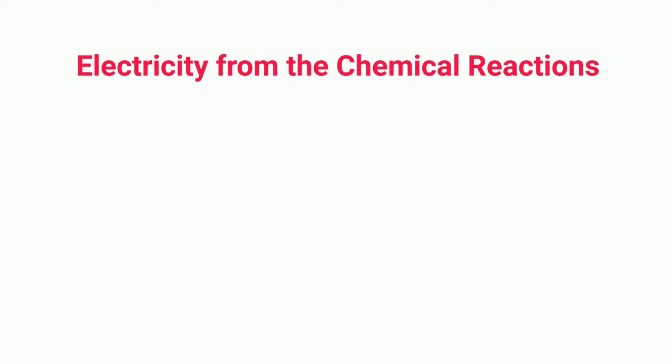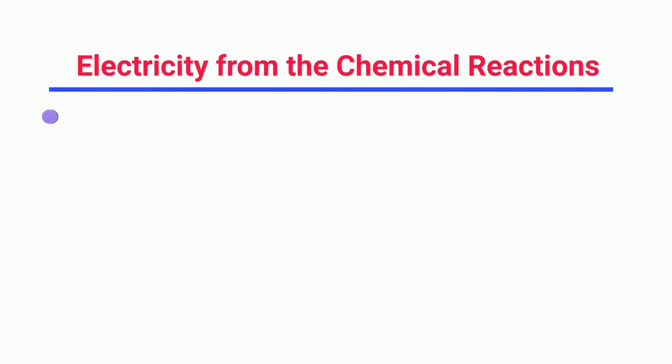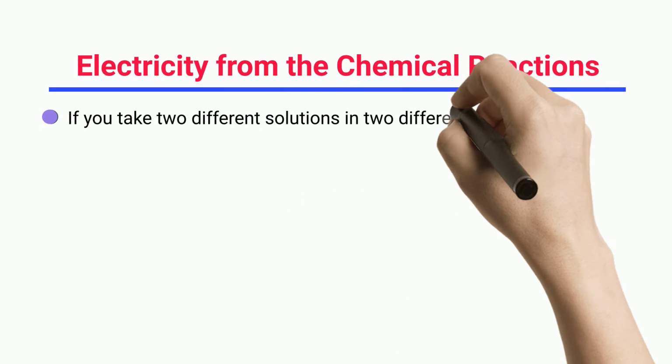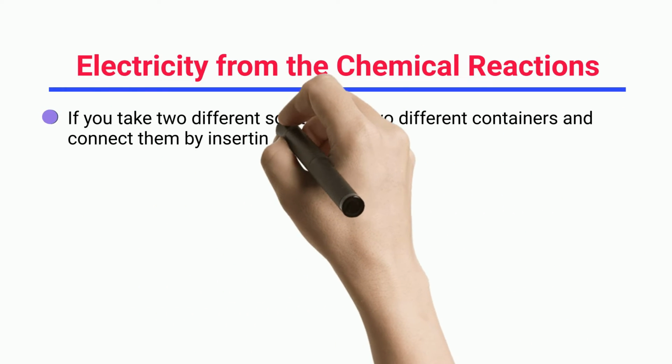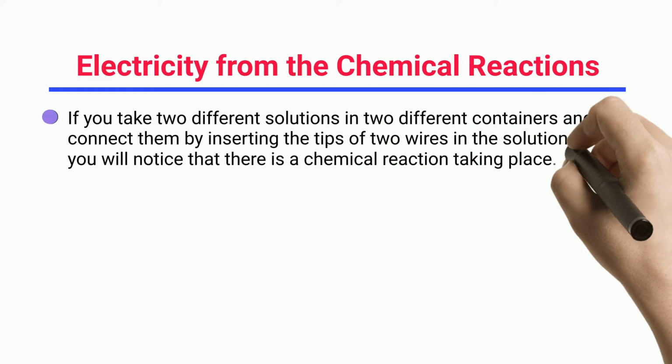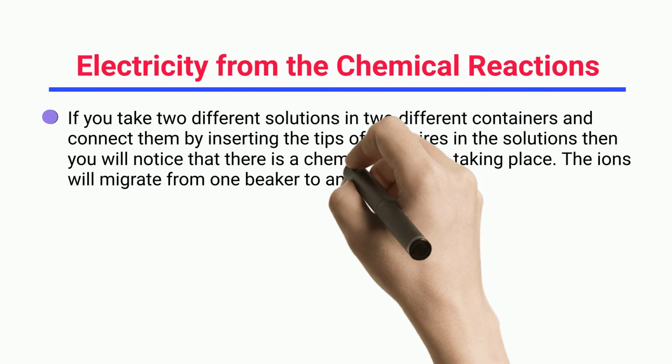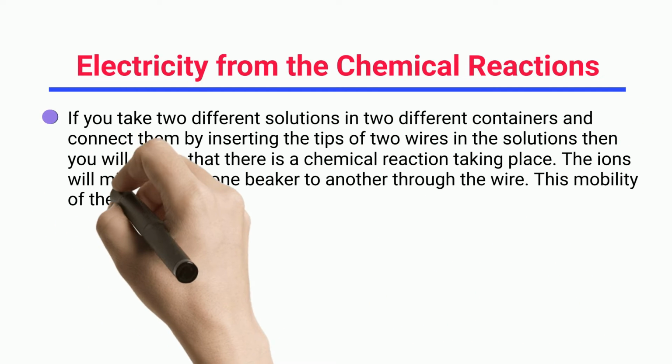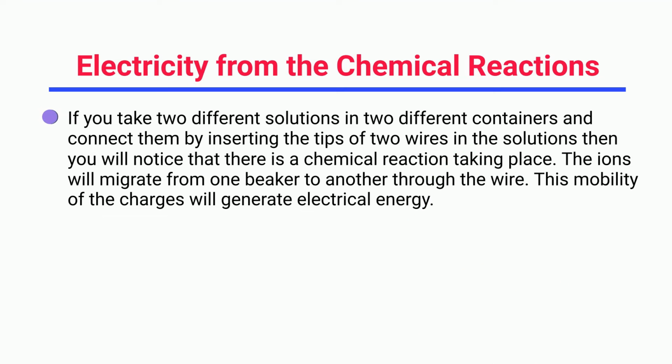Electricity from chemical reactions. If you take two different solutions in two different containers and connect them by inserting the tips of two wires in the solutions, then you will notice that there is a chemical reaction taking place. The ions will migrate from one beaker to another through the wire. This mobility of the charges will generate electrical energy.